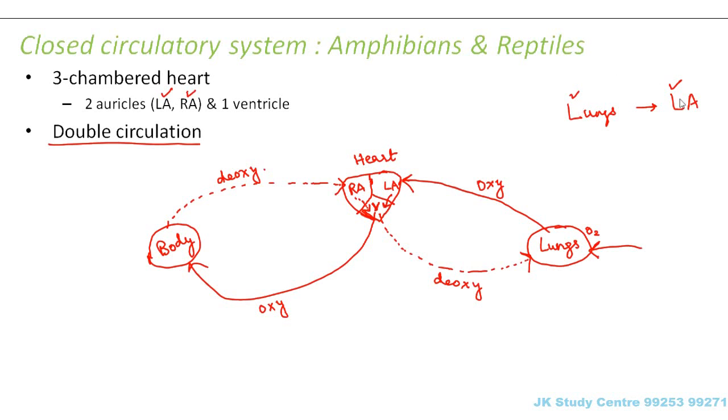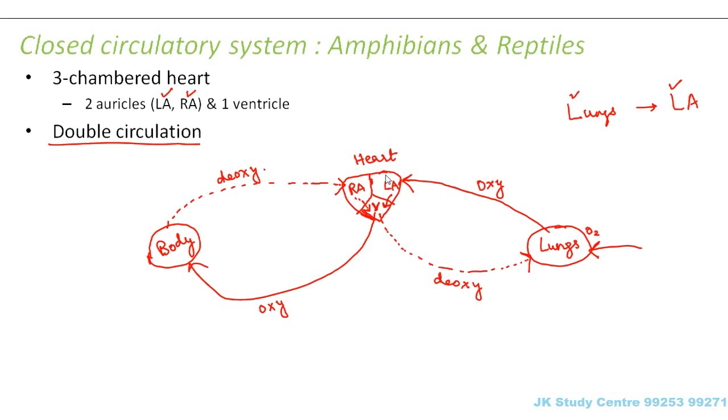So from lungs, the blood will come to the left auricle, because auricles will always be the receiving chamber. So every time blood should come inside the auricles and blood should go out from the ventricles. Clear? Now which blood will come to the left auricle? L for left auricle, L for lungs. So the blood from the lungs should come to the left auricle.